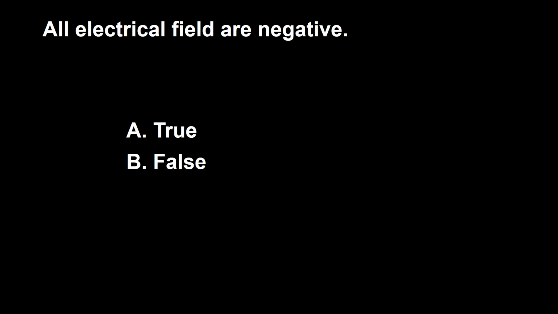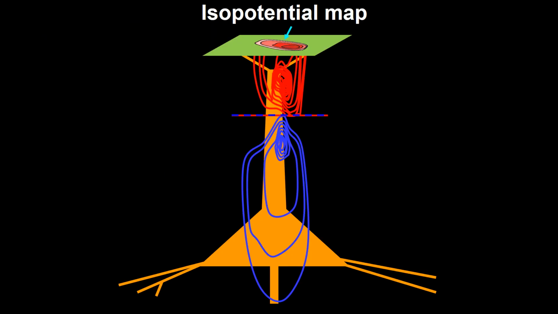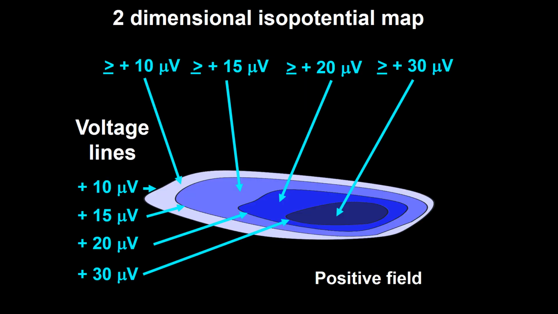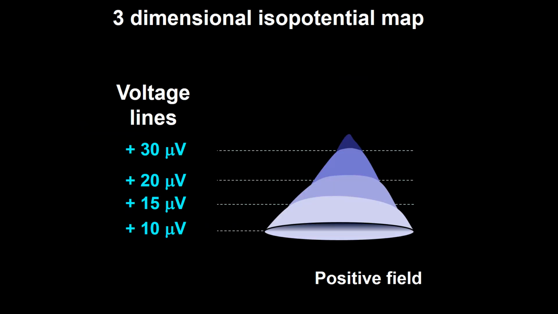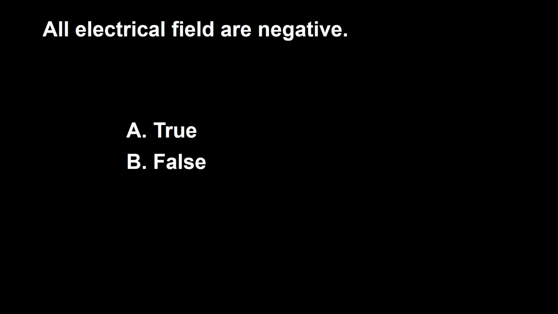Next question. All electrical fields are negative. A true, B false. Isopotential maps can be drawn to represent negative fields. Isopotential maps can also be drawn to represent positive electrical fields. They can also be represented in 2 dimensions, following the same criteria as we did when we were talking about negative fields, or they can be represented in 3 dimensions, following the same principles. So the answer to this question is false.